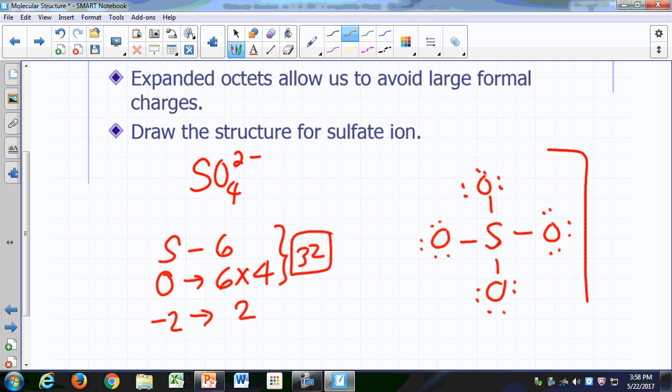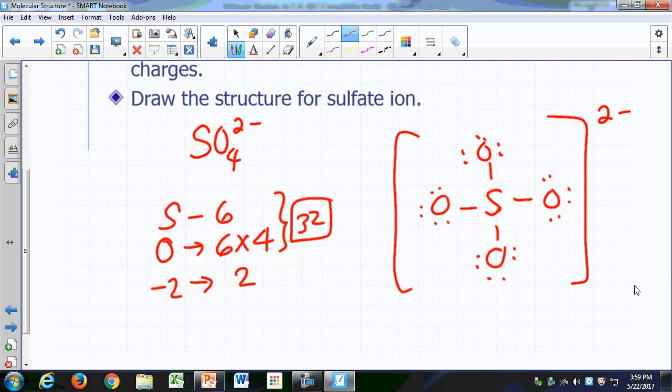And in square brackets, we put a -2 charge on the outside. Well, that looks good. You have an octet around each atom. But let's see what the formal charges are.